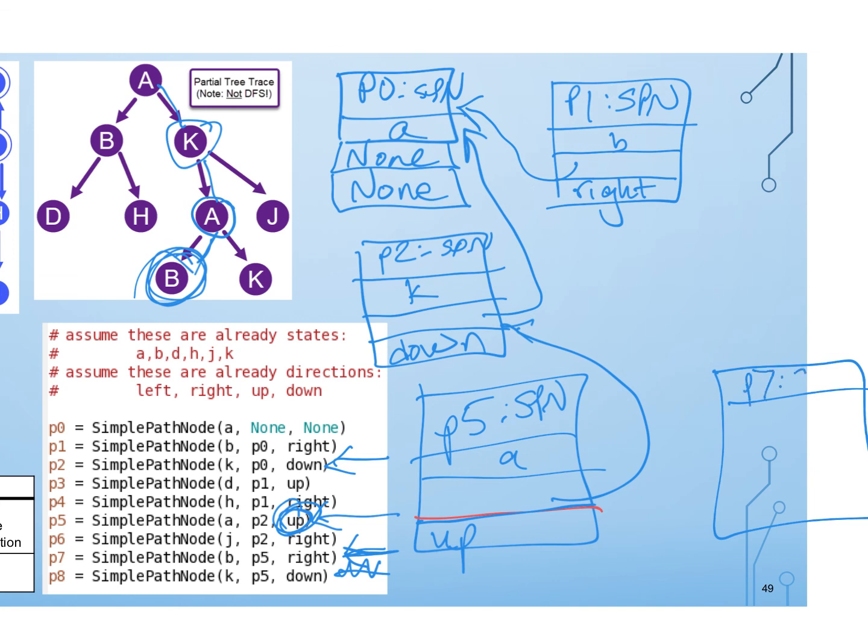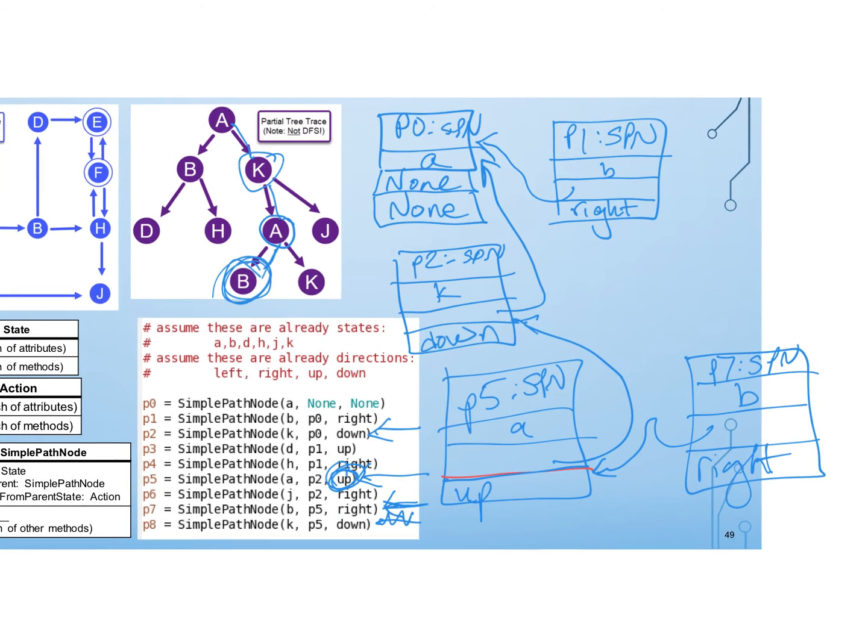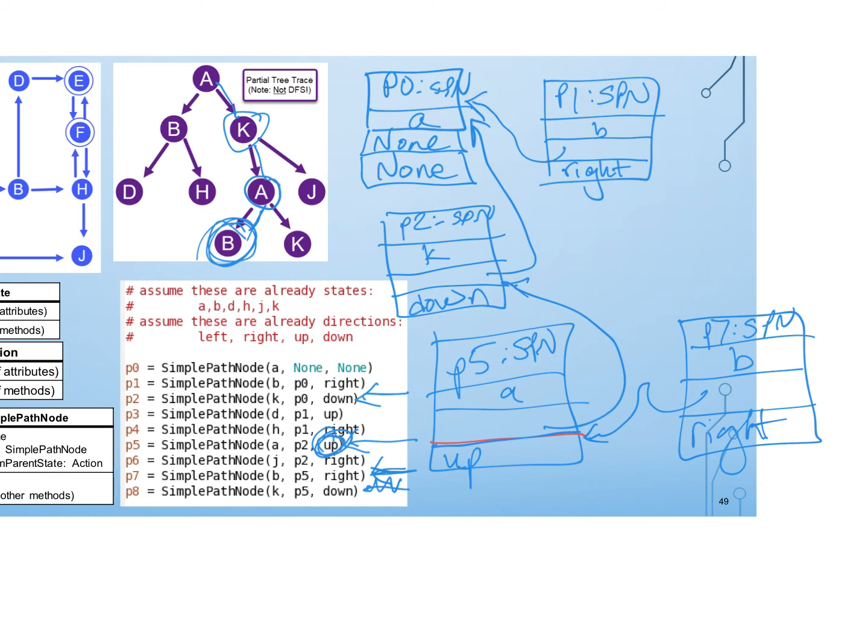So P7 is also an SPN. Its state is B. Its parent is P5. Let's do an arrow there. And how it got from its parent was it went right. And so what you can imagine is if we finally decided that B here was our final thing, we could say, okay, let's see what was the path that we wanted. Because remember, our ultimate goal is to say, what are we looking at? So we're saying we went from this one to this one to this one to this one.